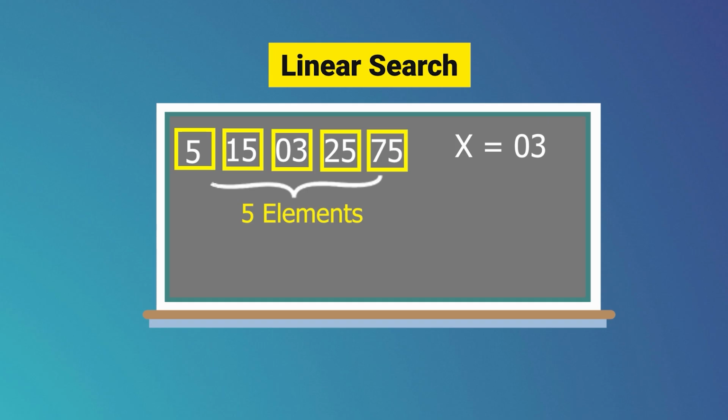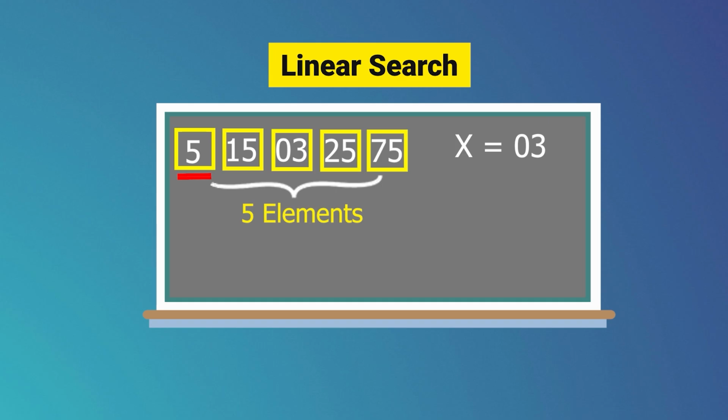According to the linear search algorithm, I will first compare this x with 5. If the match is found, then I will stop. But I know that the value 5 does not match 3, and therefore I will increment the counter and go to the next element. I will compare the value 15 with 3. Again I will find that 15 does not match 3, so I will go to the next element.